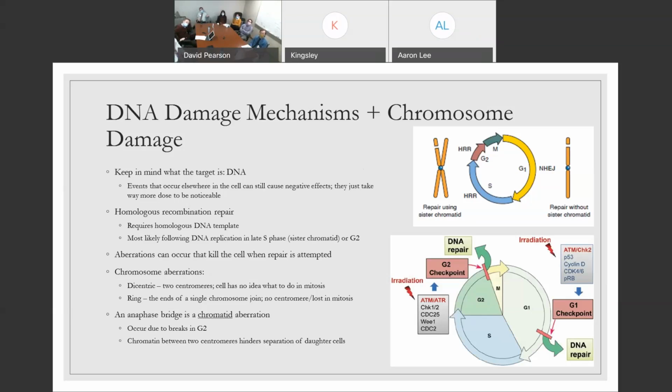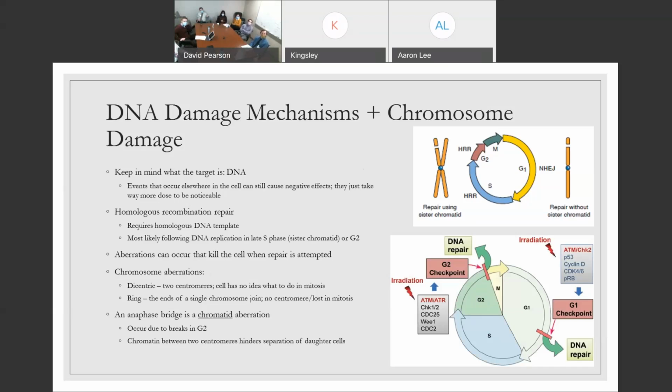Moving on from that, aberrations can occur that kill the cell when repair is attempted. So these sort of aberrations on the chromosomal level, that being the dicentric and the ring, are two that will result in mitotic cell death. This is just a spontaneous death that occurs because the cell attempted to divide and was unable to. This is the big one to remember for radiobiology. This is the main killer.